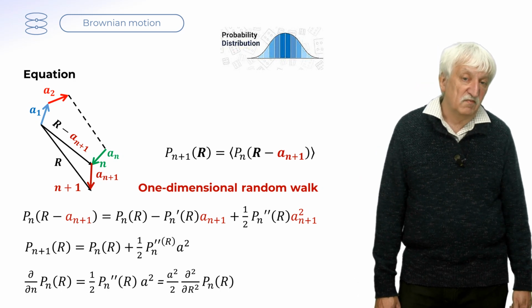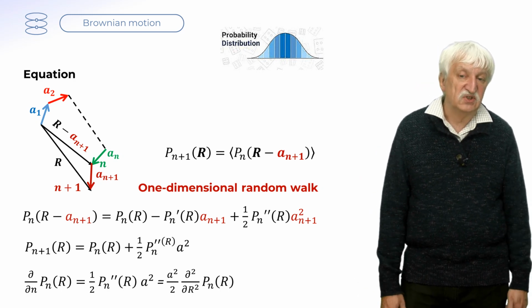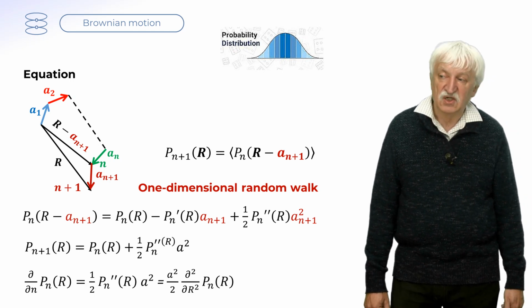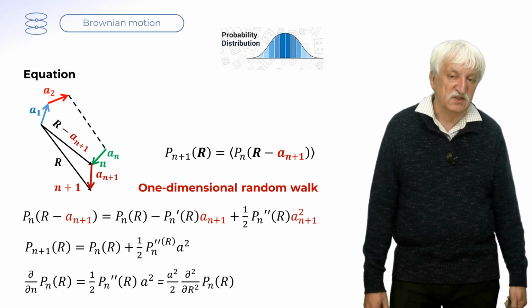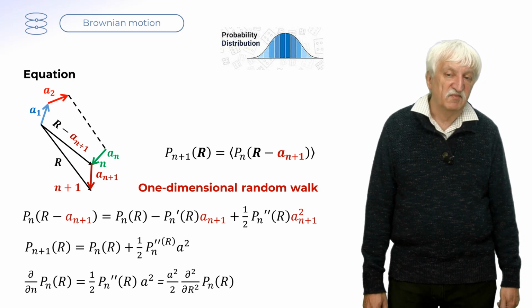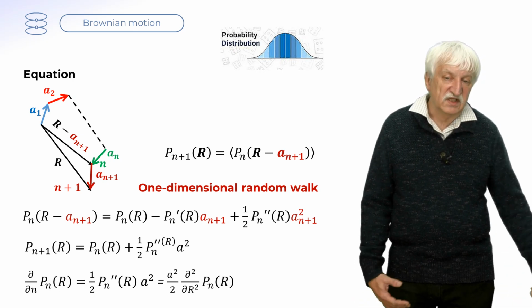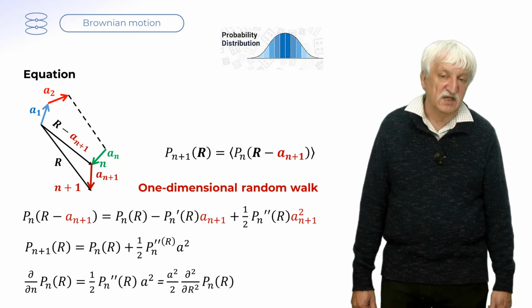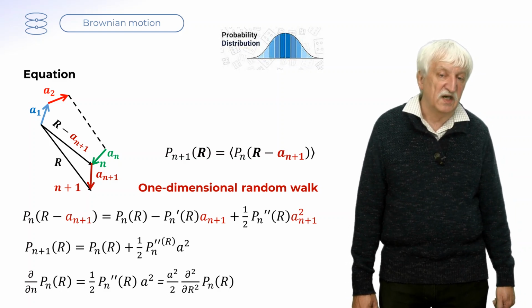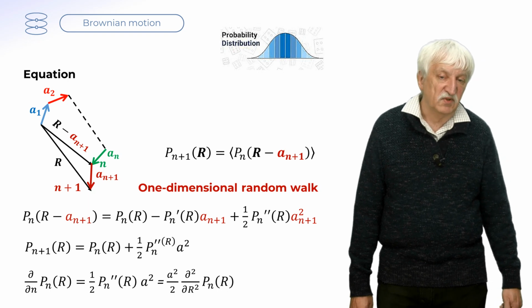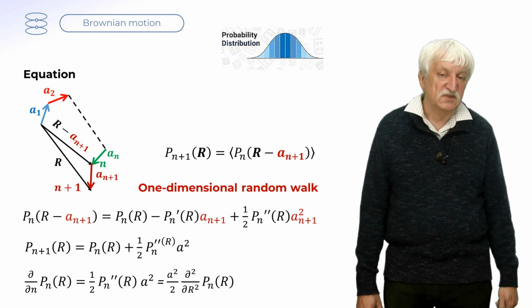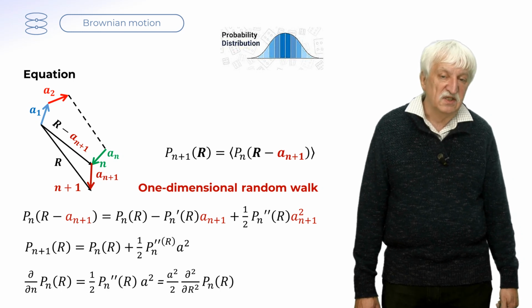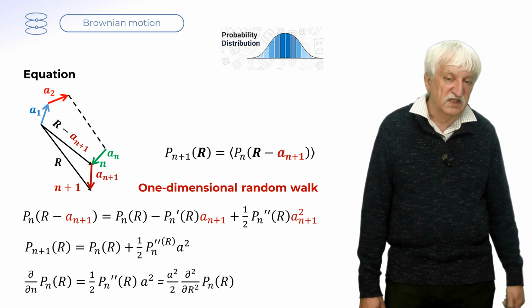We may calculate this average using the expansion of the function of the previous slide. So the probability Pn, when we expand it, has three terms. The first one is probability Pn of R. The second is a derivative of this probability, and the last is proportional to the second derivative.